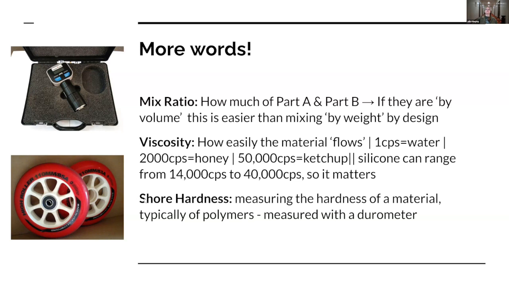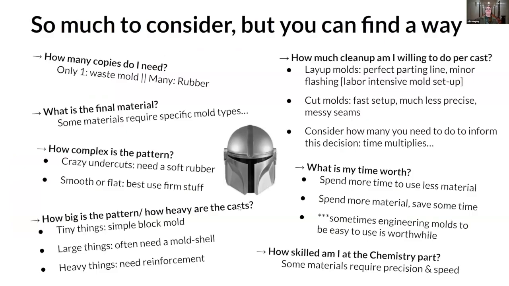And then the last thing is shore hardness. That basically just means how hard is the finished product. There's a chart. It goes anywhere from gummy bear to hard hat, depending on the different ones. And this is a durometer that shows the hardness. It's basically you stab it with this little pin until it stops going, and that's the hardness. We don't have one. It doesn't matter. So there's a lot to consider.